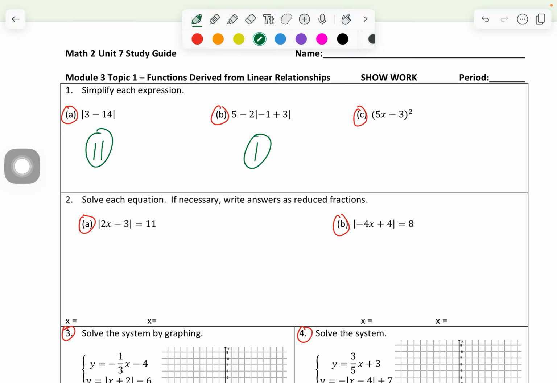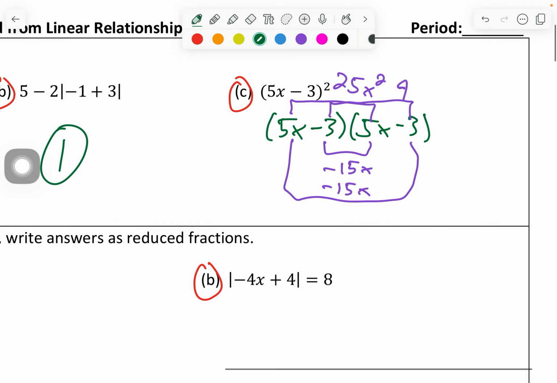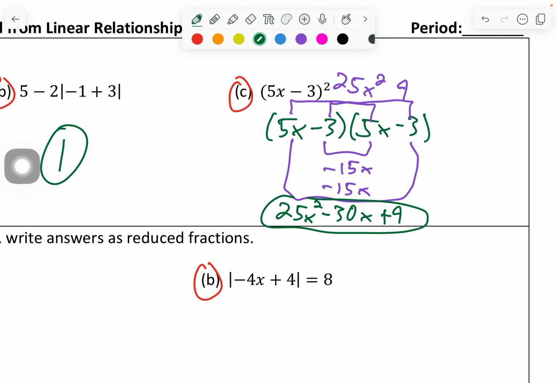C is the one where you have to write twice: 5x minus 3 and then 5x minus 3. Do the box method or the rainbow. You should get 25x squared, here positive 9, down here negative 15x, and down here also negative 15x. Your final answer is 25x squared minus 30x plus 9.